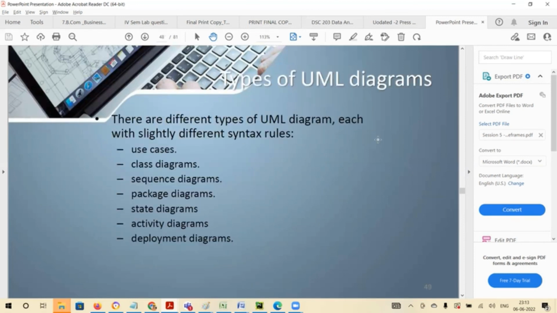Like class diagram, sequence diagram, package diagram, state diagram, deployment diagram. You don't have to do everything in the project. But depending upon your requirement, you will do it. Use case diagram is important, so you have to do it. Other diagrams, it's good to know and good to practice, right? We're learning, so try to learn as much as possible.